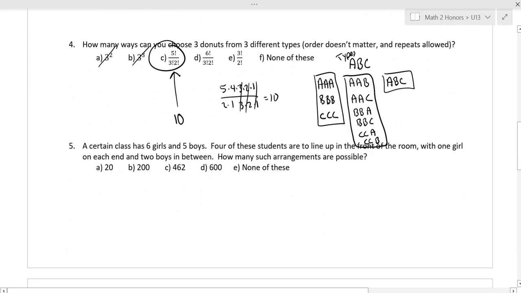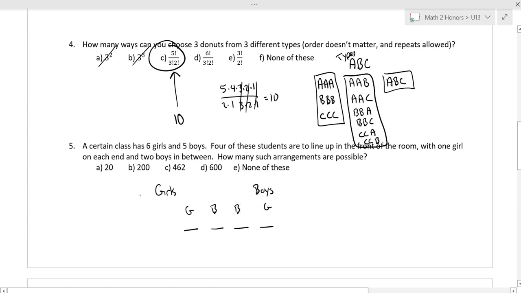Number 5. A certain class has 6 girls and 5 boys. 4 of these students are to line up in front of the room, with 1 girl on each end and 2 boys in between. So we're going to have girl, boy, boy, girl. How many such arrangements are possible?